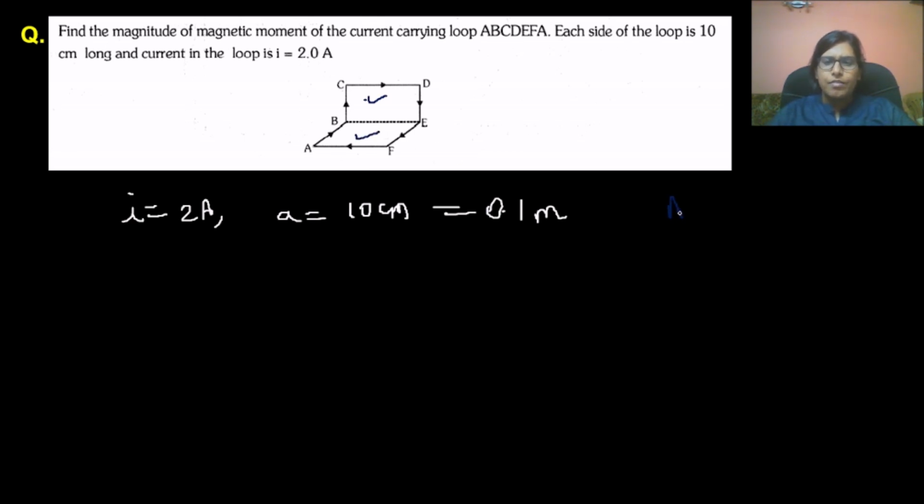So the area of this will be a squared, that means 0.1 squared, which becomes 10 raised to power minus 2 meter square. Now what we will do in this type of question, we will assume a side here in which current is flowing in this direction. Similarly, we will assume another side in which current is flowing in this direction. So the total current will be 0 here.